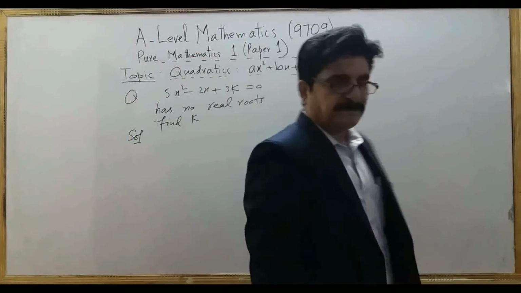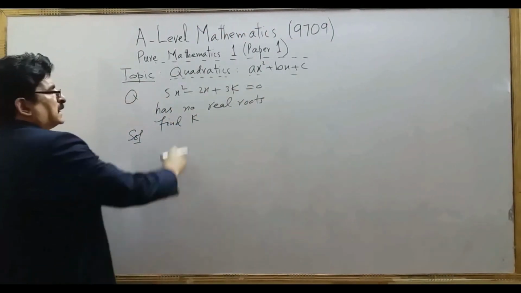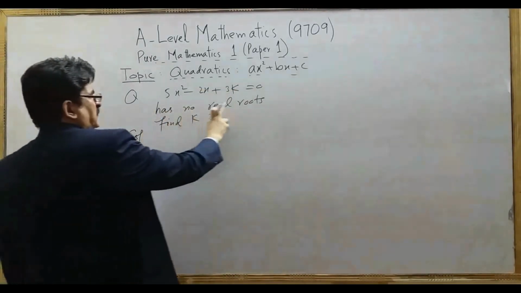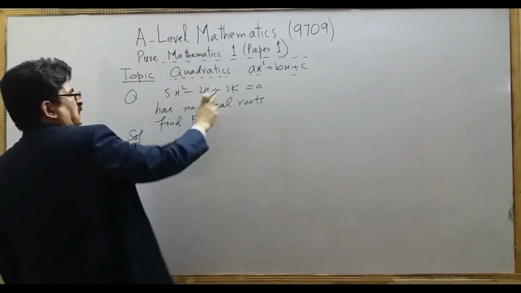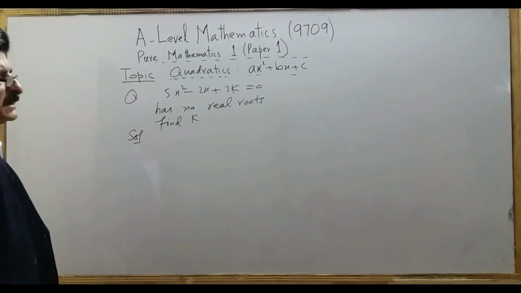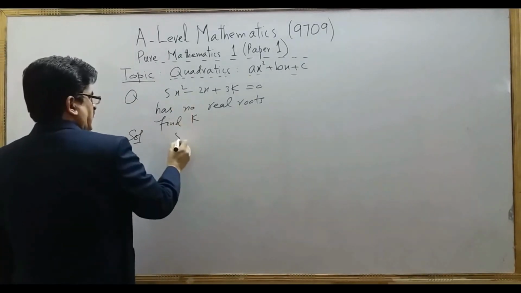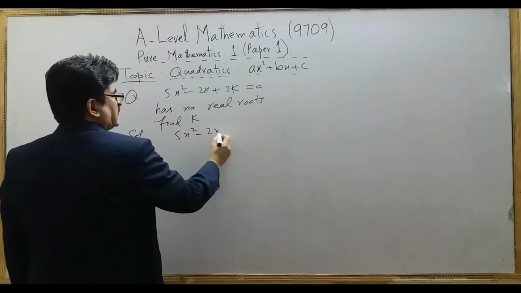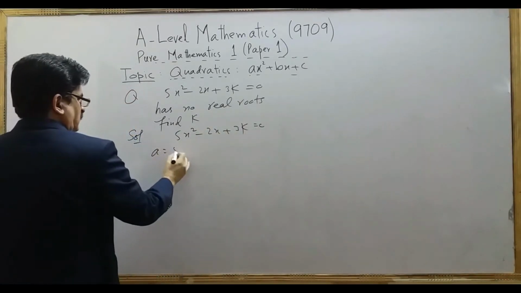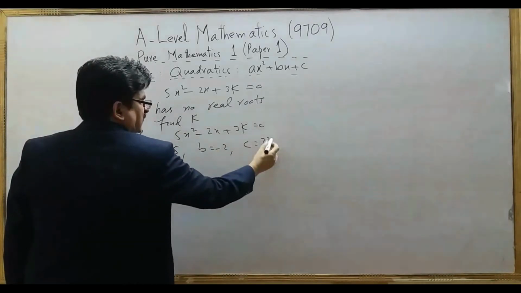Okay, next question. You are given again a quadratic equation in which you have an unknown k, but you are given the information that this quadratic equation has no real roots. So again you will apply the idea of the discriminant. Now we have the quadratic equation 5x square minus 2x plus 3k. Already it is in standard form. Comparing with the standard form, a is 5, b is minus 2, c is 3k.